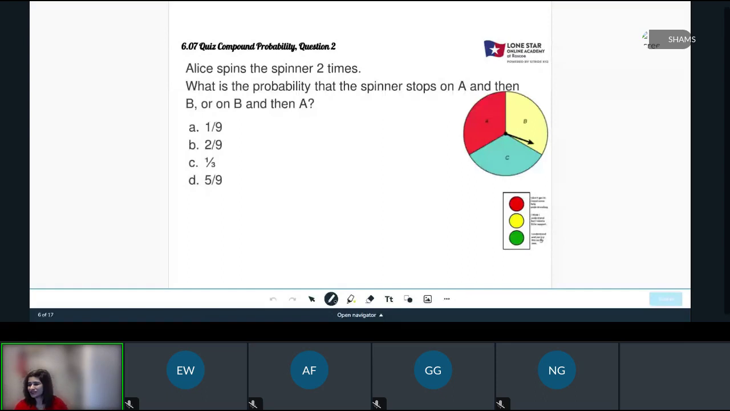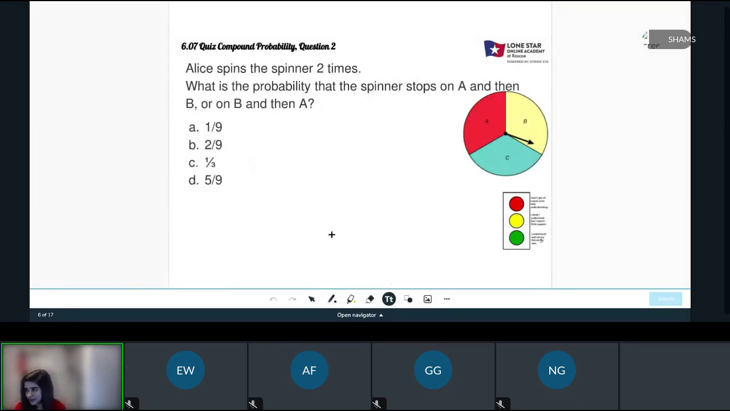Nice. This is question 2, first variety. Alice spins the spinner 2 times. If you attended my session yesterday and today, you probably saw we were talking about tree diagrams. So a spinner is spun twice. What is the probability that the spinner will stop on an A and then B, or on a B and then A? It is important to think about this.